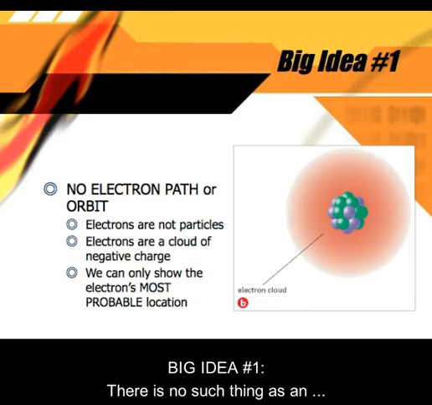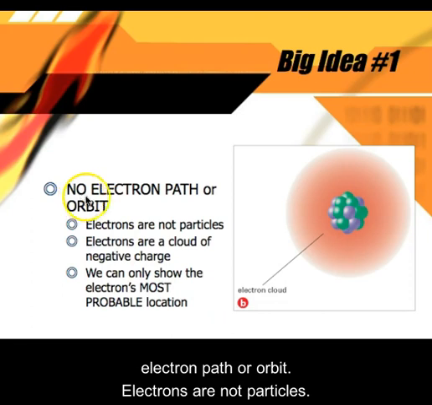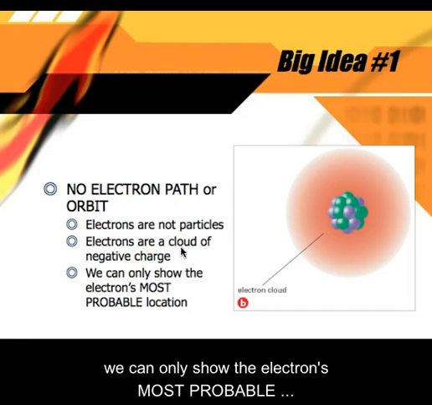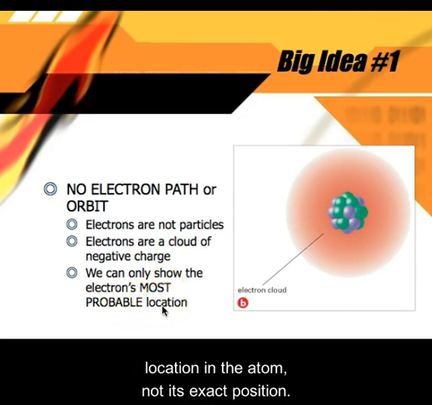Big idea number 1. There is no such thing as an electron path or orbit. Electrons are not in fact particles. Rather, they are clouds of negative charge. Therefore, we can only show the electron's most probable location in the atom, not its exact position.